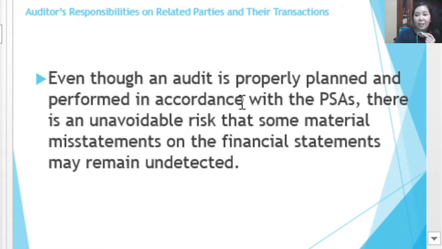Even though an audit is properly planned and performed by the auditor in accordance with the PSA, there is still an unavoidable risk that some material misstatements in the FS may remain undetected. This is why there is audit risk, and the auditor cannot provide 100% assurance, only reasonable assurance.